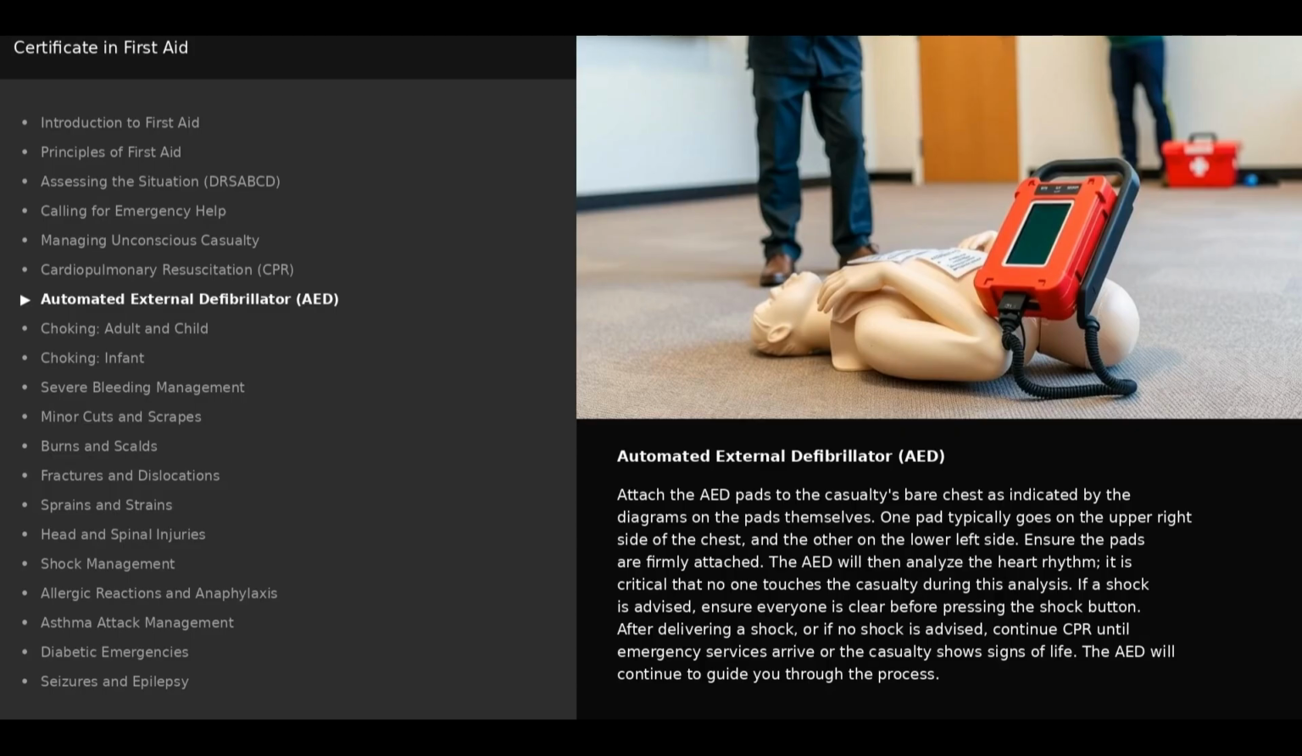It is critical that no one touches the casualty during this analysis. If a shock is advised, ensure everyone is clear before pressing the shock button. After delivering a shock, or if no shock is advised, continue CPR until emergency services arrive or the casualty shows signs of life. The AED will continue to guide you through the process.